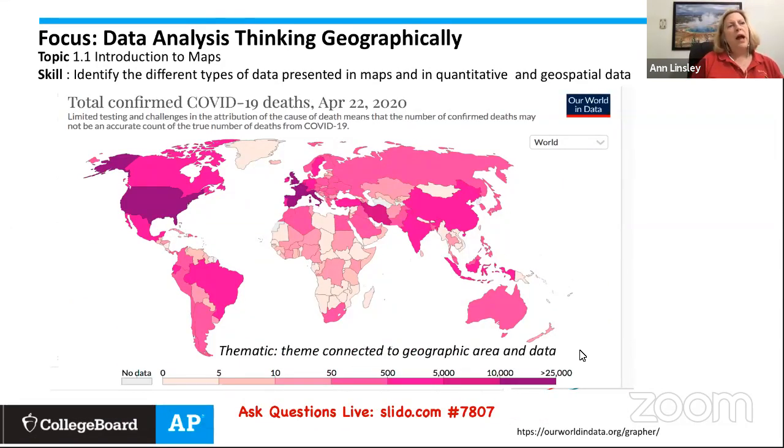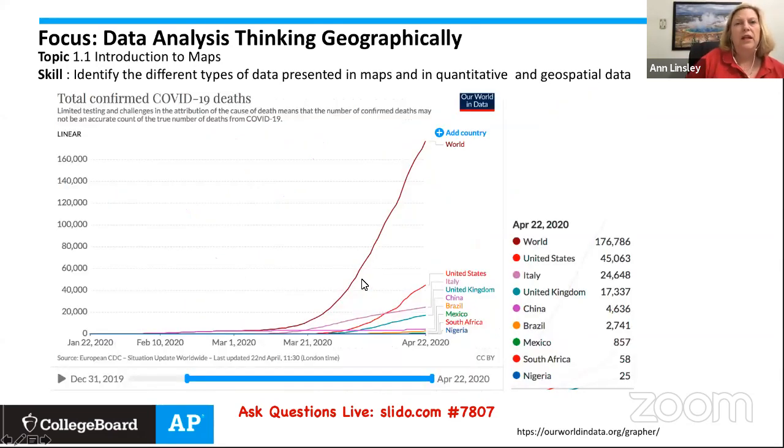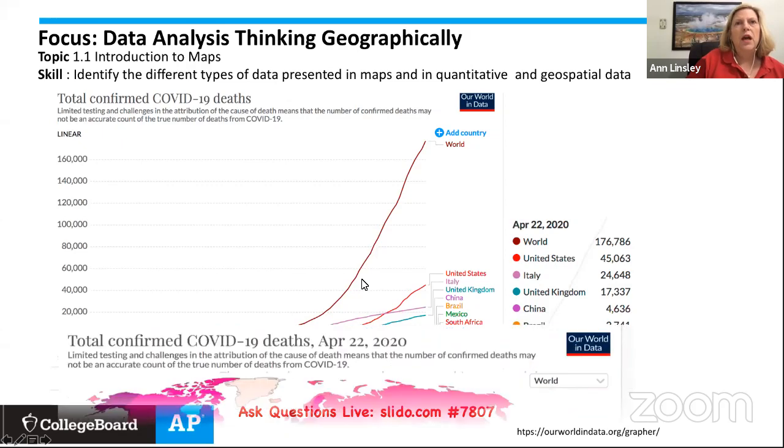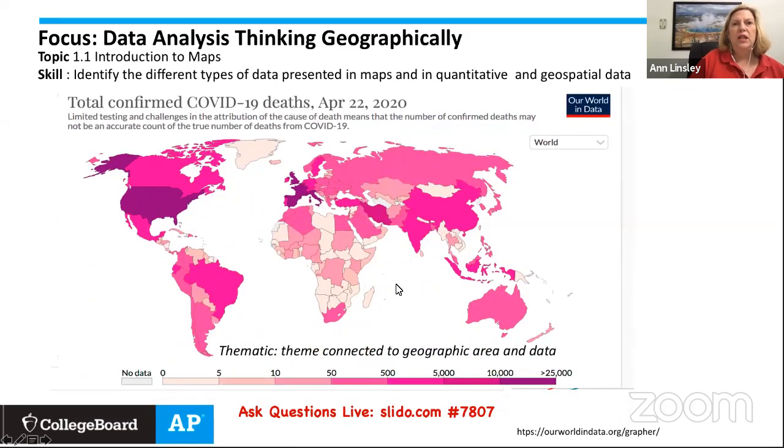When I look at it on a map, I'm now able to interpret this a little bit differently. I am looking at this to identify different types of data presented on maps. Okay, so I am just looking at quantitative data on the map. But now when I look at this, instead of like a graph or a chart, I now am looking to see if there's any spatial connections. Well, looks like sub-Saharan Africa is not having as big of a problem. I might want to conclude here.